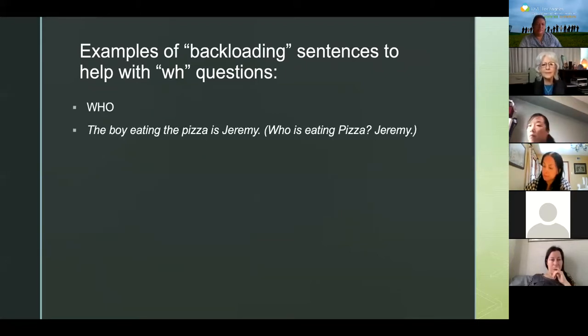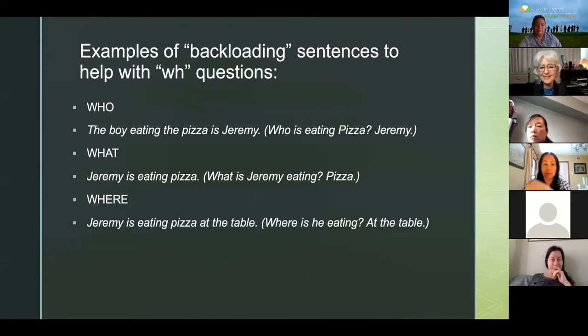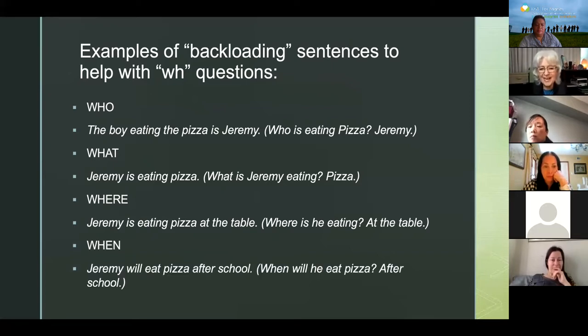Who? The boy eating pizza is Jeremy. Who is eating pizza? Jeremy. What? Jeremy is eating pizza. What is Jeremy eating? Pizza. Where? Jeremy is eating pizza at the table. Where is he eating? At the table. When? Jeremy will eat pizza after school. When will he eat pizza? After school. Okay, we're setting them up.